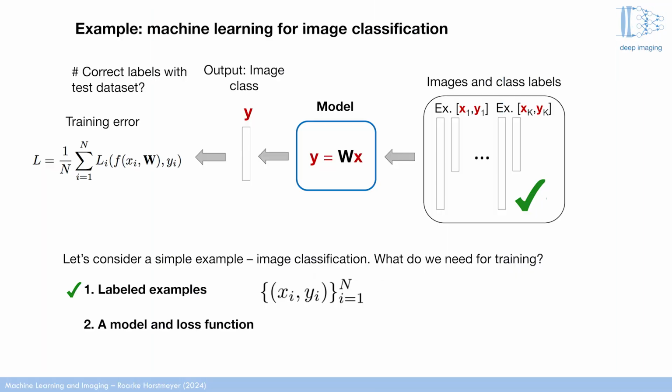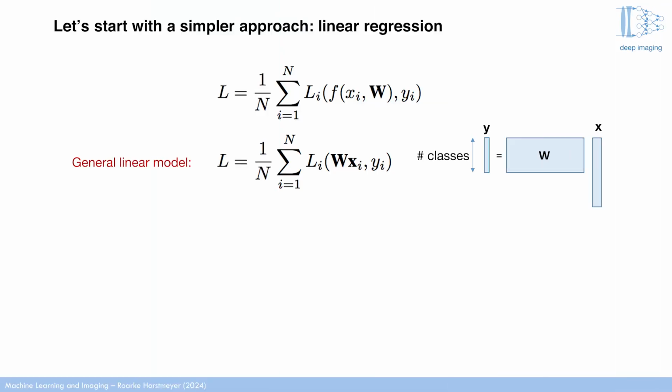Okay, so we have our examples. Then we started making our model. We haven't really said what our loss function is. So let's take a look at the model and the loss function. Let's do a little derivation for general linear classification. What's a good model and loss function?